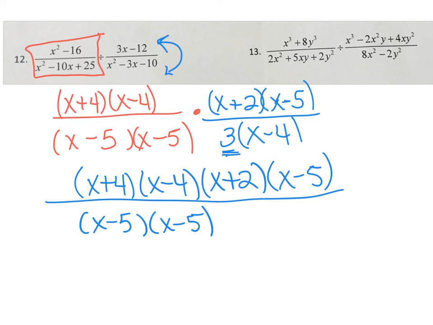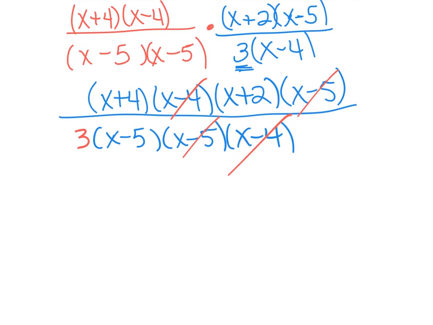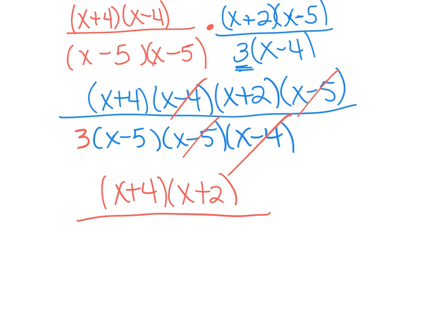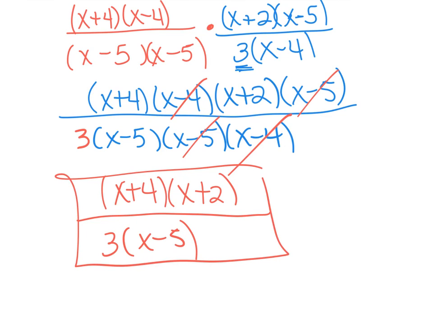We have a 3 right here. Let's just go ahead and put that 3 out here in front. And then here we go back to x minus 4. Cancel from top to bottom. We got an x minus 4 and an x minus 4. I got an x minus 5 at the top and one x minus 5 at the bottom. You can only cancel 1 to 1. Okay, let's see what we have left. We have left at the top x plus 4 times x plus 2. What do we have at the bottom? 3 times x minus 5. Final answer. All right, the rest is for you. You have to practice this.